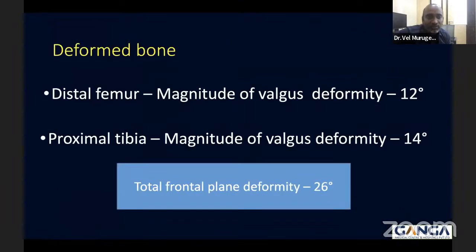Now we have to identify which bone is deformed. We find that both the distal femur and the proximal tibia have deformity. There was a 12 degree valgus deformity in the distal femur and 14 degrees of valgus deformity in the proximal tibia. So the total frontal plane deformity was 26 degrees of valgus.